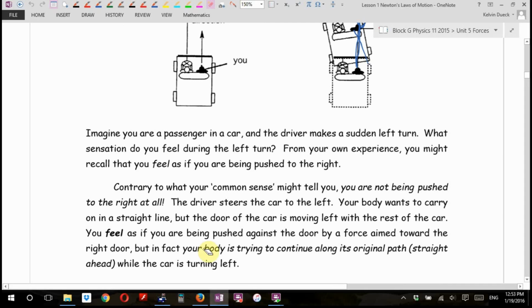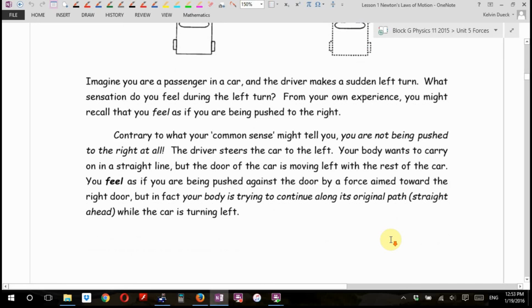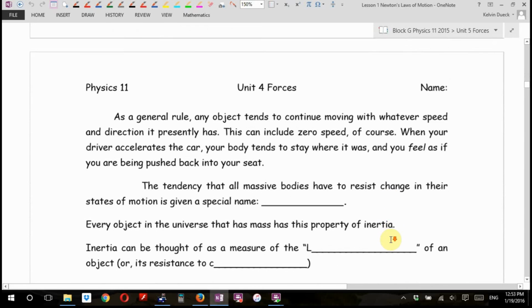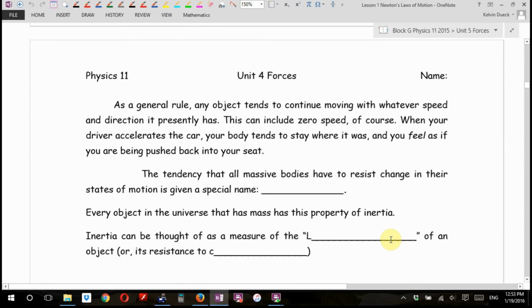Your body wants to keep going on its original path. Why? Because it has inertia. I know I haven't defined what inertia is yet. Let's do that. So, next page. Here's what Newton said. As a rule, an object wants to keep moving with whatever speed and direction it presently has. In fact, we like to say it resists change to its motion state.